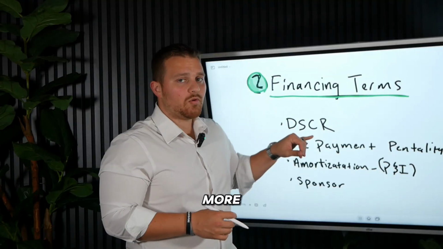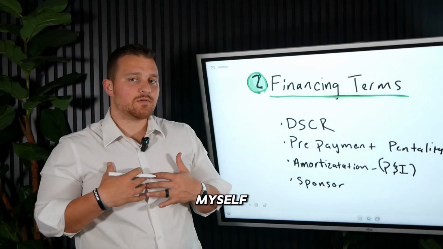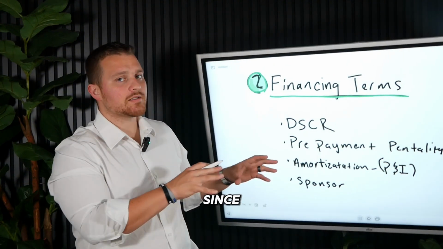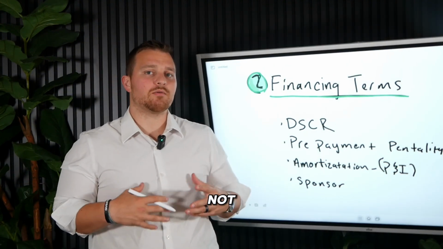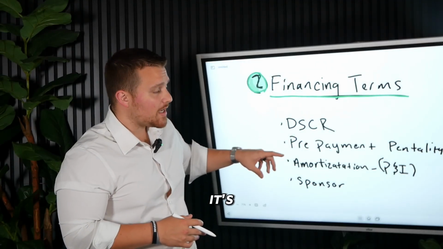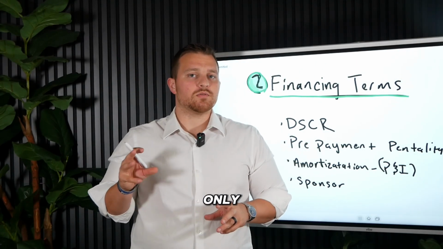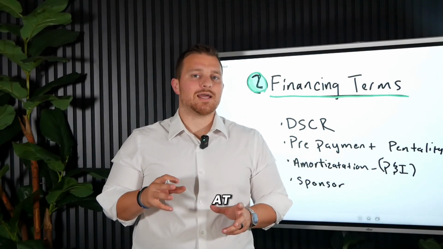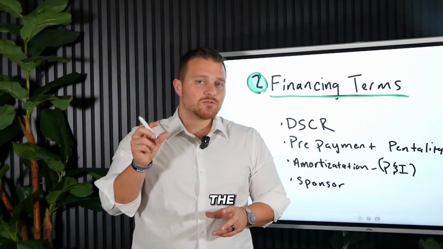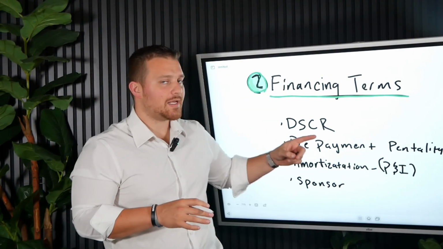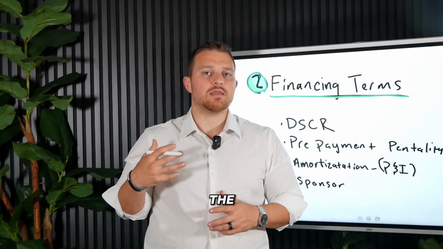And this is more important than the actual borrower, myself. It's not based on my income and my credit score. It's based on the asset, since you're getting into commercial real estate and not residential. Now, something to note with this DSCR is it's not only on the interest-only payment. So if you're getting a loan for $1 million and you're borrowing the money at 6%, that is the interest rate. This DSCR metric is used based on a principal and interest payment. We're factoring in the amortization.